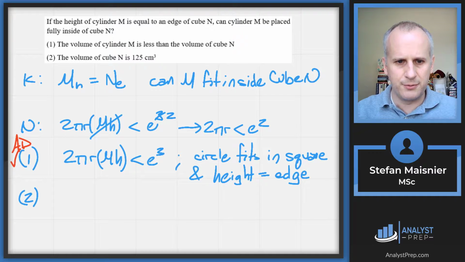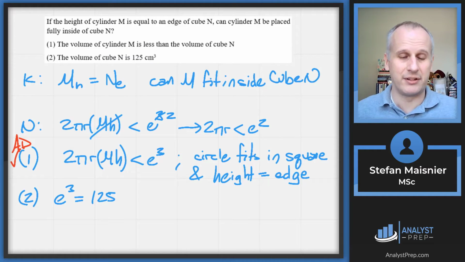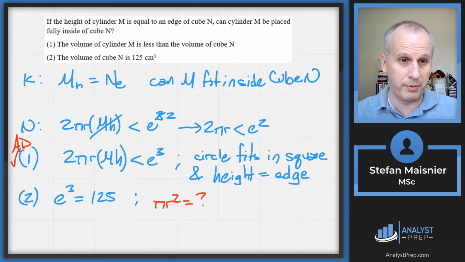Then condition 2 just tells us that the volume of the cube is 125 centimeters cubed. So E cubed is equal to our 125, but this tells us nothing about the basic circle of the cylinder. So we know nothing about that cylinder. So pi r squared equals basically open-ended. That's not going to be sufficient, and our answer is choice A.